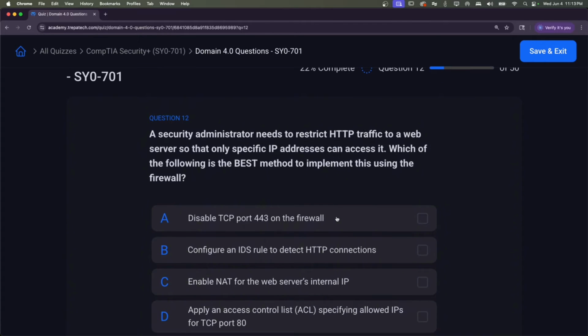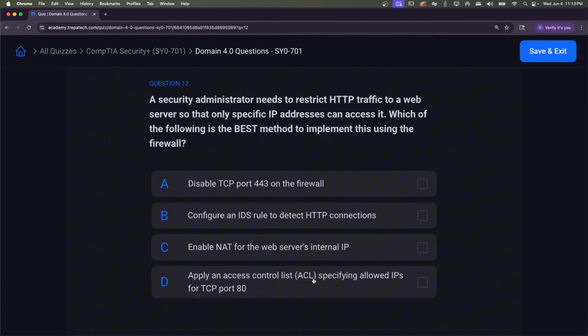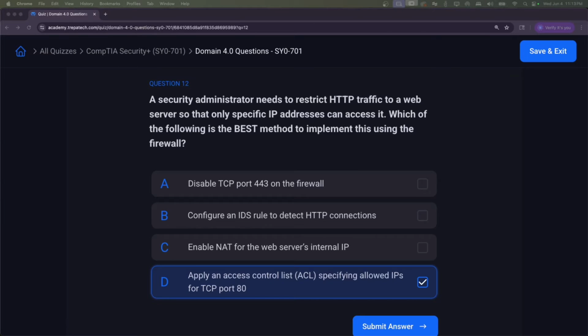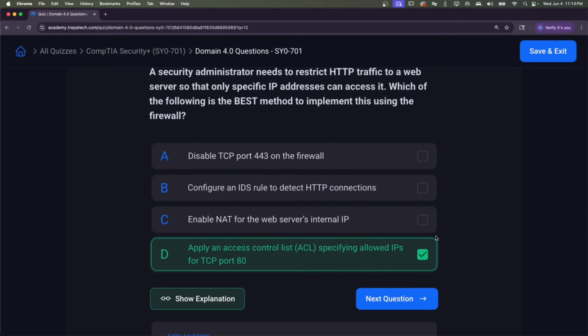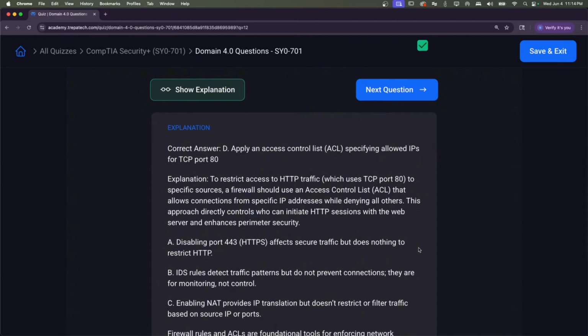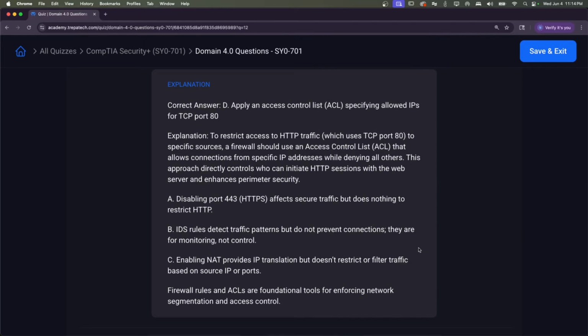Question 12. A security administrator needs to restrict HTTP traffic to a web server so that only specific IP addresses can access it. Which of the following is the best method to implement this using the firewall? HTTP is going to be port 80. This is a cybersecurity exam, so why not? The best way to do that is to apply an ACL, which is the thing that does the filtering on firewalls and routers, and you can do it based off a port, protocol, or an IP address. So we're going to go with D. Apply an access control list specifying allowed IPs for TCP port 80.